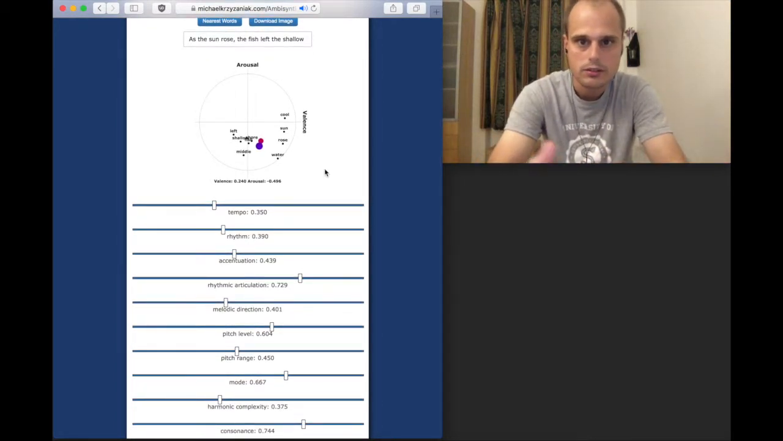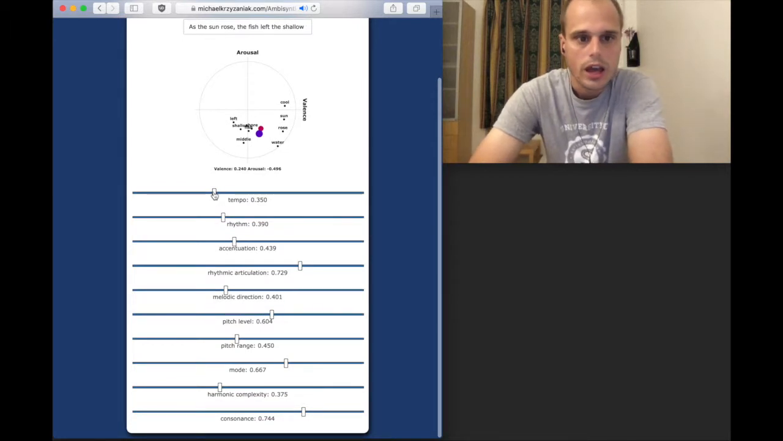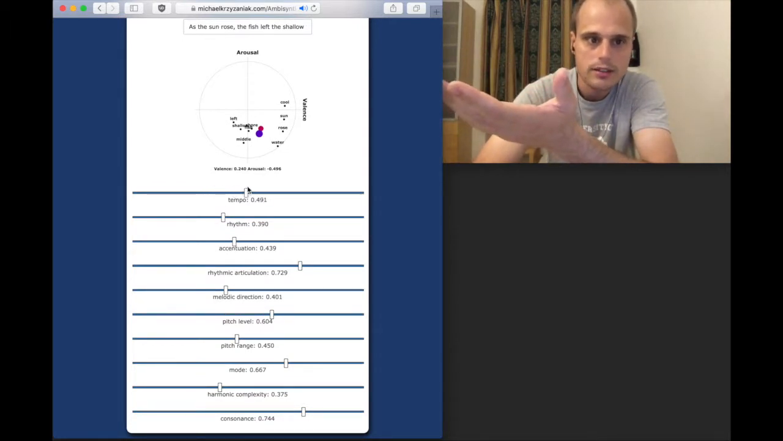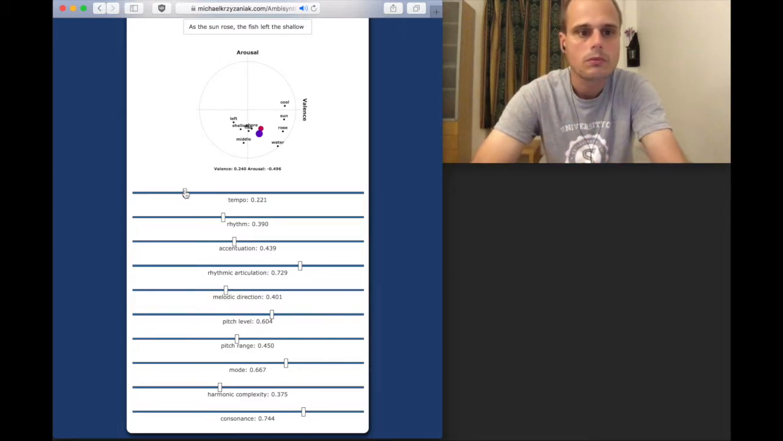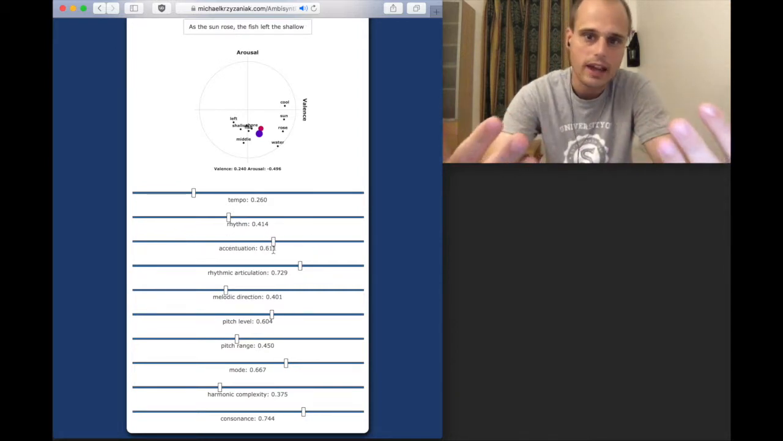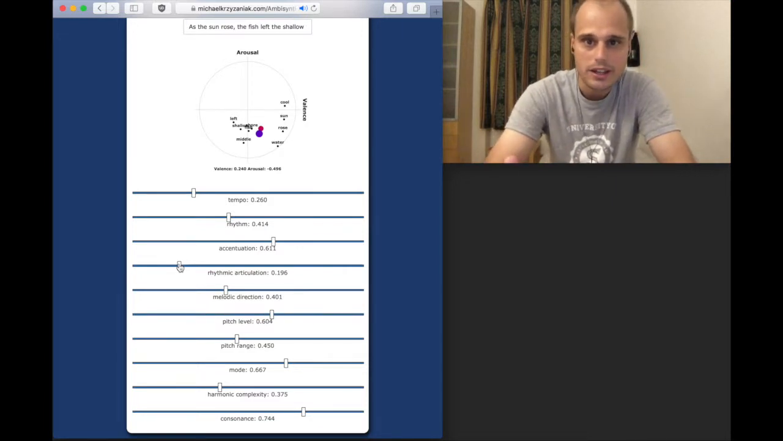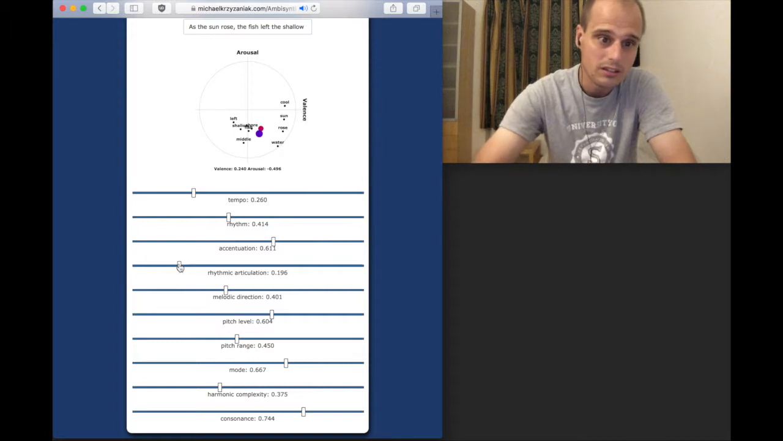So I'm using these synthesized cello sounds. And the tempo slider, I think, is clear what that does. Okay, rhythm and accentuation are two features that I haven't yet implemented, so this might be something I have to do in the future. Rhythmic articulation. I've interpreted this to mean sort of how staccato the music is.